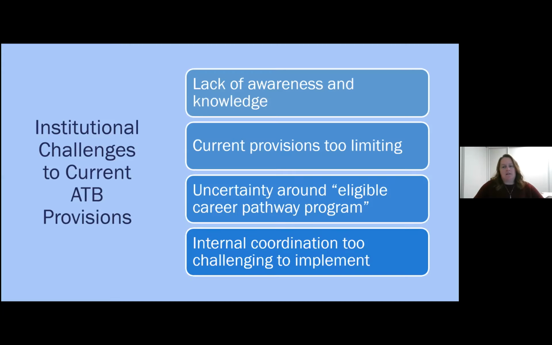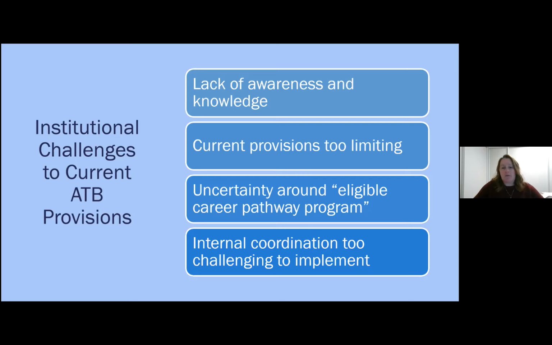When we started talking about building this plan, what it should do, who we should involve, there was a survey that ICCB did in 2019. One of the questions we asked was, what are the challenges your institution is having right now with the current 3 ATB options? The most common answers were a lack of awareness or knowledge. People didn't know what it was, how to use it, how it worked, or what the requirements were. Or the current provisions were too limiting, or people were uncertain about what is an eligible career pathway.